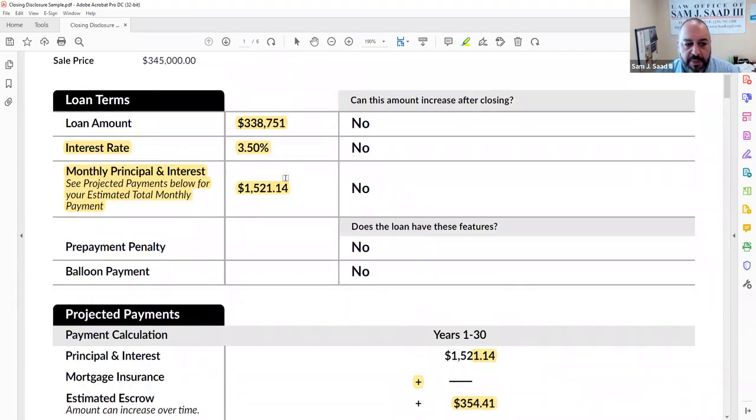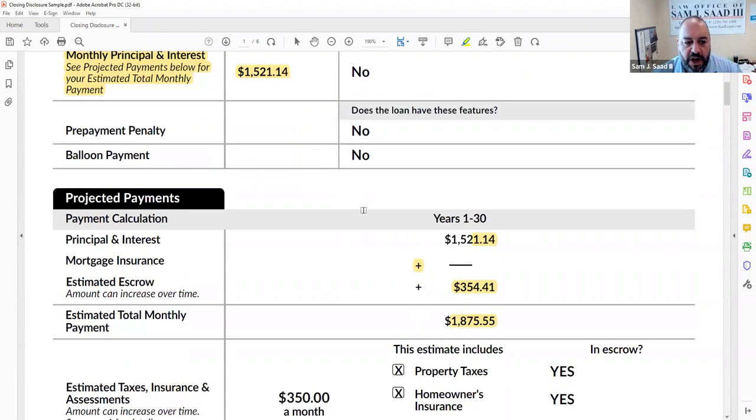But before I get into that, going back to the loan terms, it also discloses whether there's a prepayment penalty or a balloon payment. In Florida, there are typically no prepayment penalties for residential consumer loans. And most banks don't do balloon payments anymore. So you wouldn't see this very often.